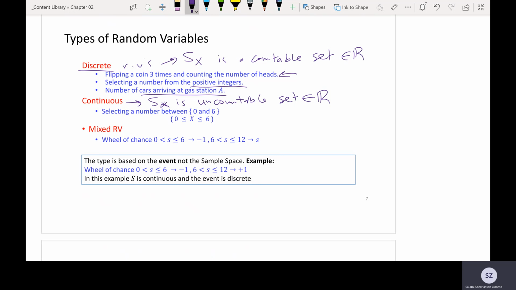A mixed random variable is basically a random variable that takes values that are discrete and also takes values that are continuous. So, for example, a wheel of chance from 0 to 6.